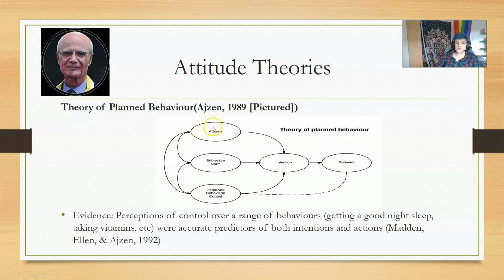So whilst my attitude is that I should decrease my drinking, and the subjective norm is that other people drink less, because I feel like I don't have control over my behaviour, this actually influences my behaviour a lot. Evidence for this comes from perceptions of control over a range of behaviours, such as getting a good night's sleep, taking vitamins, etc., were accurate predictions of both intentions and actions.